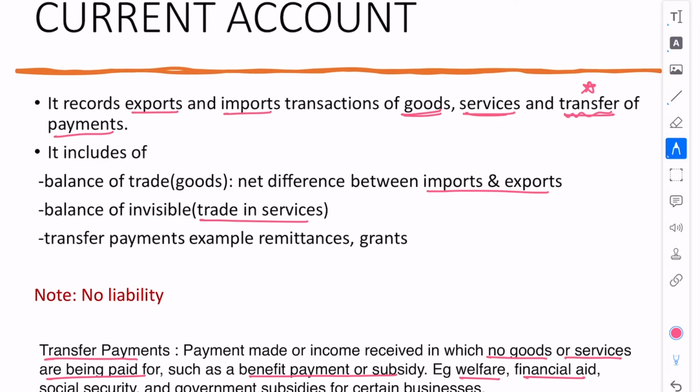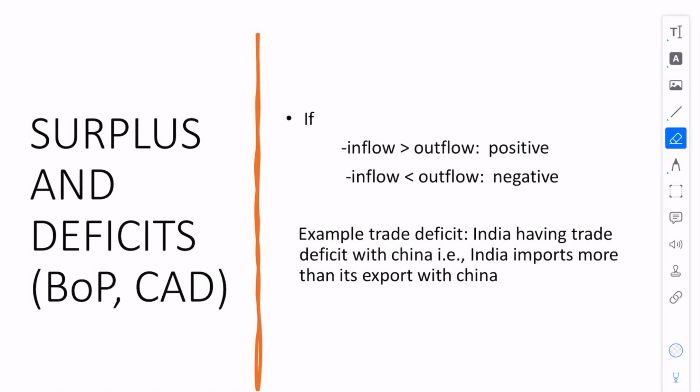Record of exports, imports of goods, services and transfer payments. Remember this very carefully, about surplus and deficit. What is the meaning of surplus? When do you say that the BOP of India is in surplus or BOP of India is in deficit? So here I have written it, now let me quickly explain.